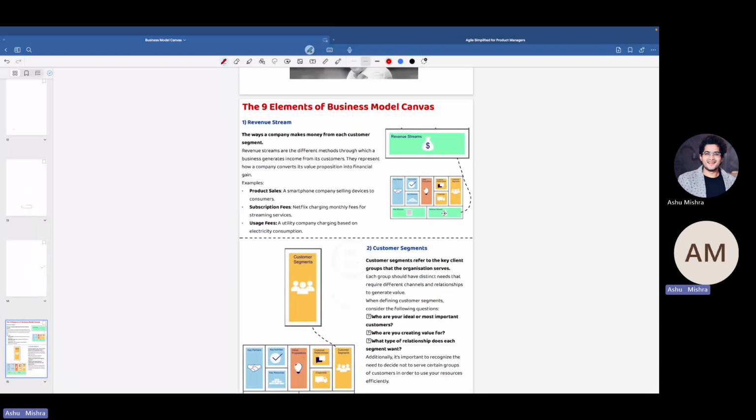We will start from the right hand side, right? First is the revenue stream. What revenue streams tell us is how the company makes money from each customer segment, right? For example, product sales, subscription fees, usage fees, the business models that we talked about, guys, right? So that is the revenue stream.